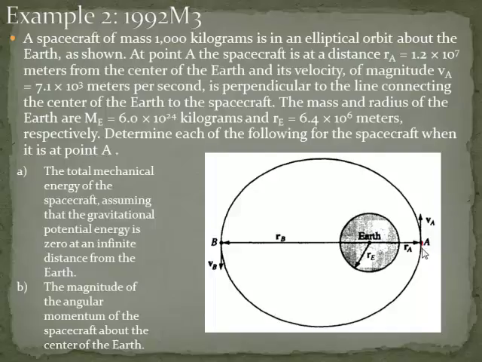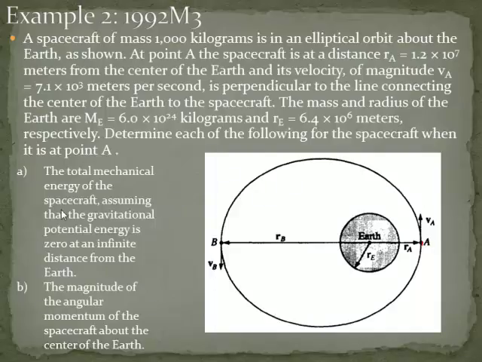The mass and the radius of the Earth are ME equals 6 times 10 to the 24 kilograms, and RE equals 6.4 times 10 to the 6 meters. So we want to determine each of the following for when the spacecraft is at point A. So for A and B, that's what we want to do.